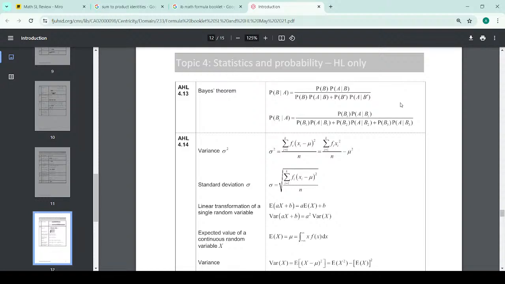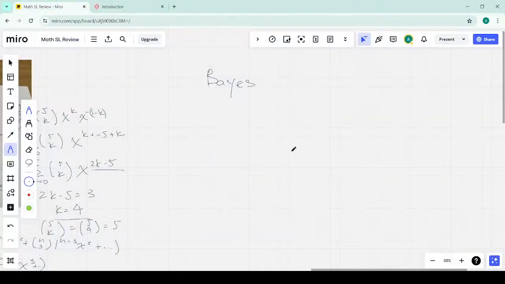But well, since it's there, the point of Bayes' theorem is basically a way to express conditional probability.